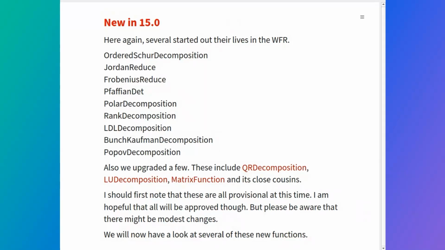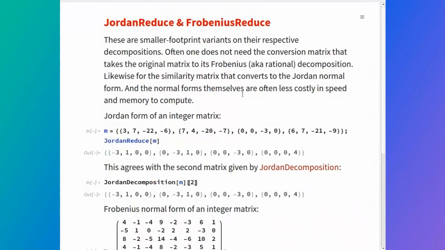And for some reason, my next cell button doesn't want to work. Okay, so we'll do it that way.